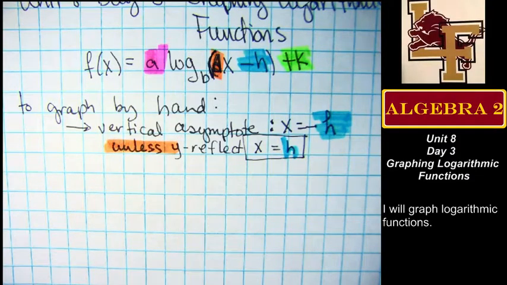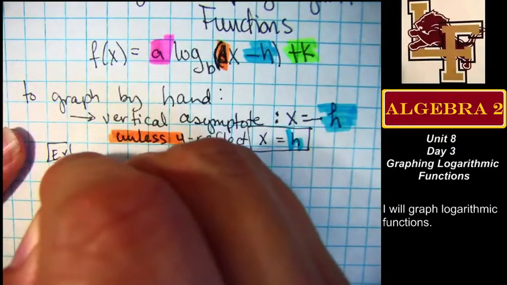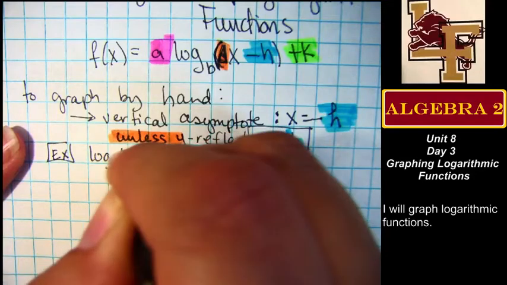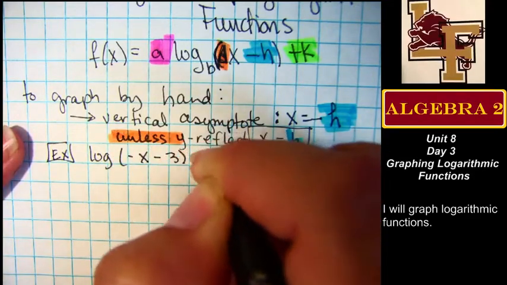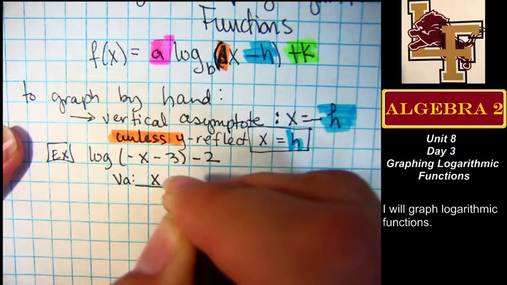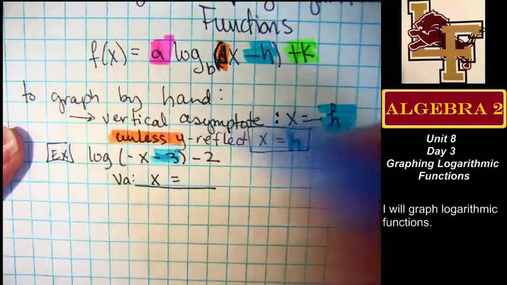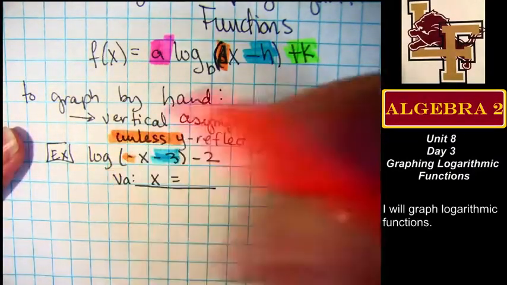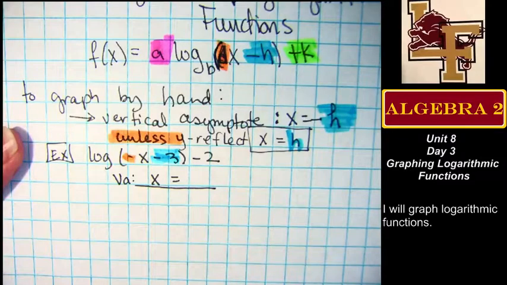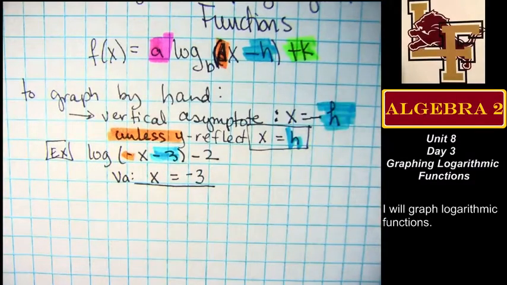So let's show a quick example of this. This is my example, and we want the vertical asymptote, written as x equals some value. Normally it would be a positive 3, but because I have this y reflect, it is a negative 3. Okay? Easy enough? Okay, good.